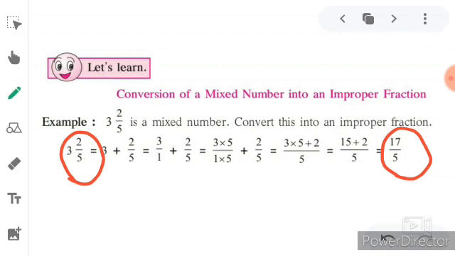Okay, now let's take an example and we can solve the problems. Take out your book and pen and try to solve along with me.